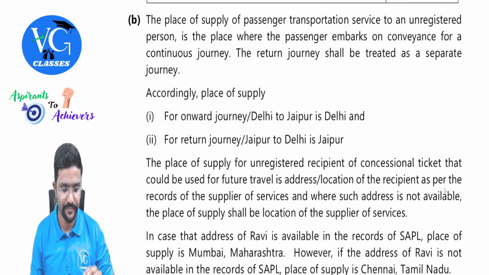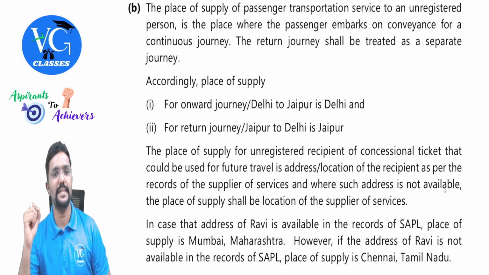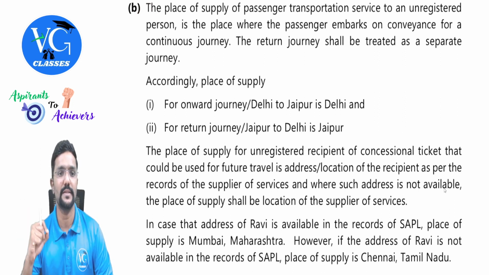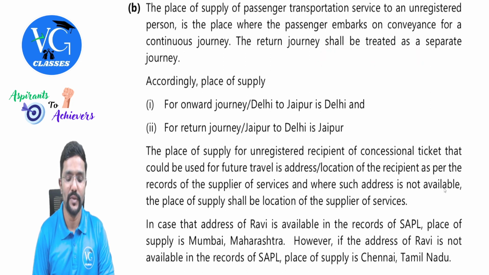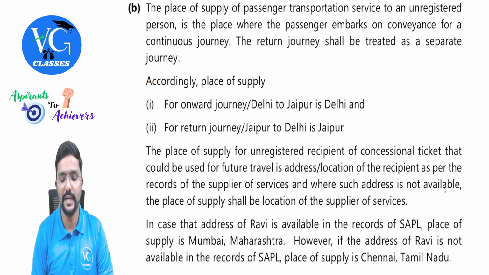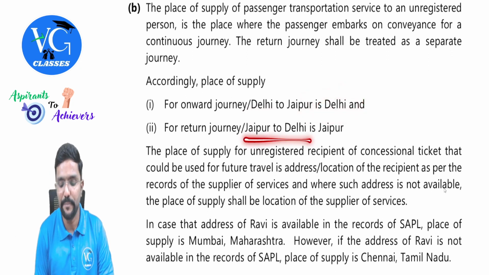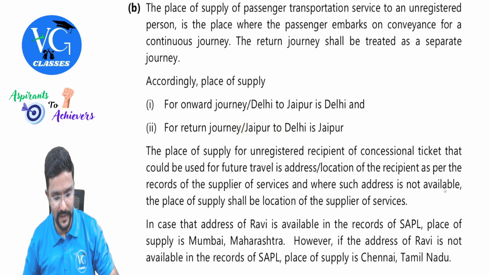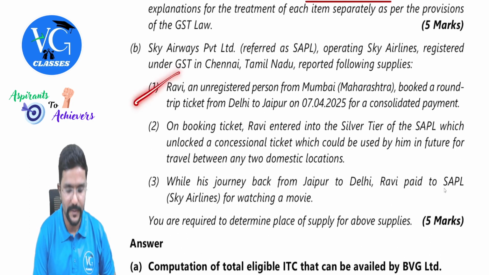The place of supply of passenger transportation service to an unregistered person is the place where the passenger embarks on conveyance for a continuous journey. The return journey shall be treated as a separate journey. Accordingly, for onward journey, that is for going Delhi to Jaipur, Delhi will be the place of supply, starting point. Whereas for return journey, Jaipur to Delhi, Jaipur will be the place of supply. Hope you got it. Okay, sir. Done with this.